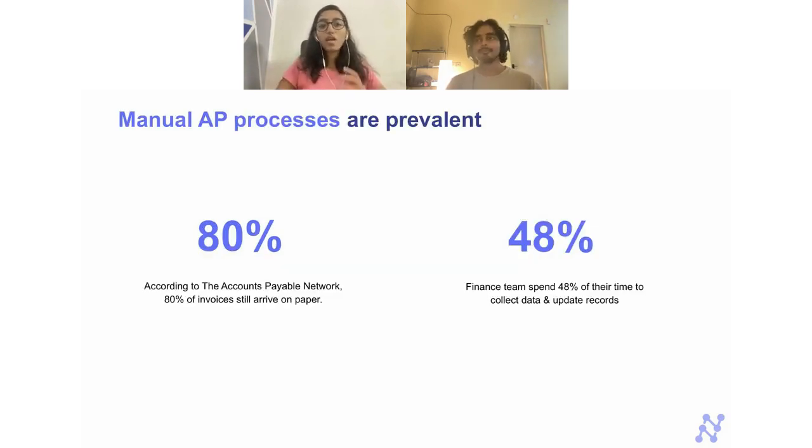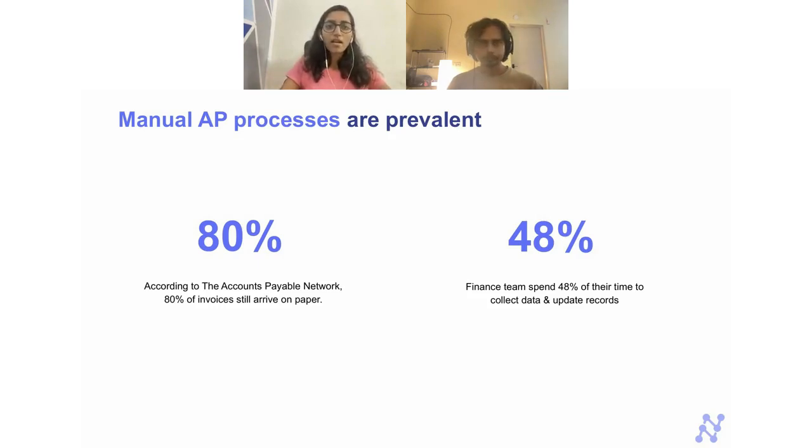According to the Accounts Payable Network, 80% of invoices that organizations receive still arrive on paper. That means the process is paper based in some aspect. And a study conducted by Deloitte says that 48% of finance teams' time is spent collecting, updating, and consolidating data. That's a huge waste of their time because they are the ones with the insight, and they should be contributing to generating insights from the data rather than collecting and consolidating it.